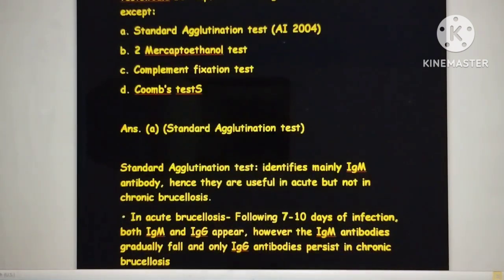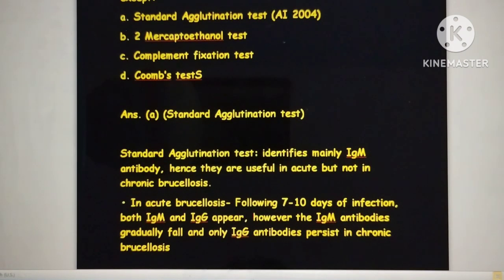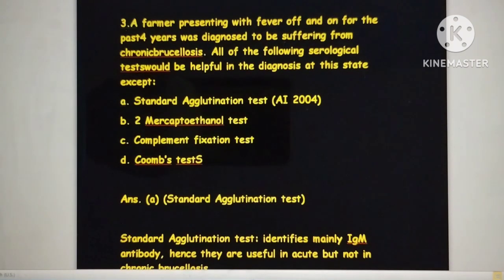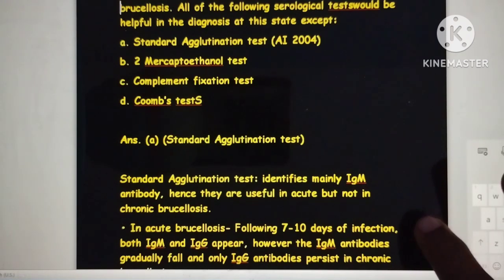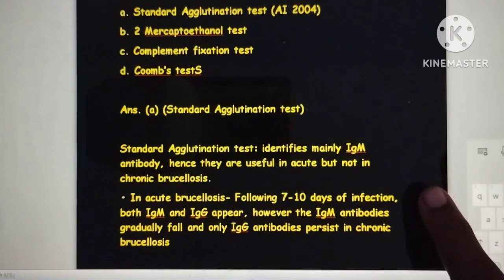Okay, we'll discuss. The standard agglutination test usually detects IgM antibody. If it is an IgM antibody, then it is mainly for acute brucellosis and not for chronic brucellosis. Here they have asked about chronic brucellosis, the patient is suffering from chronic brucellosis. So the answer is the standard agglutination test, since it is used for acute infections.